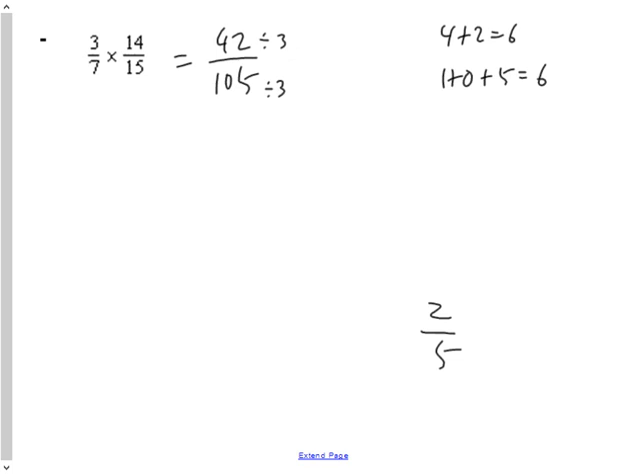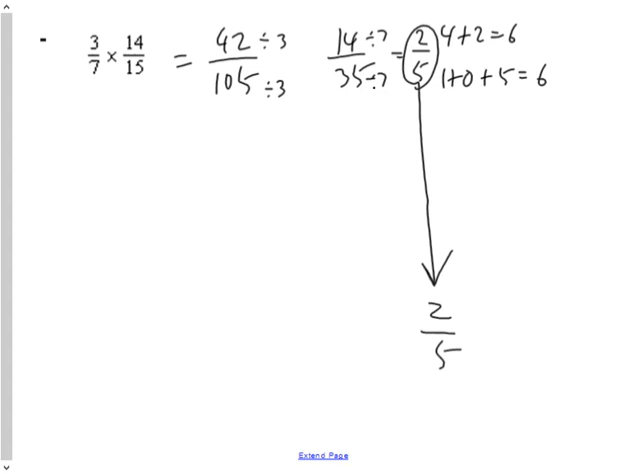42 divided by 3 is 14. 105 divided by 3 is 35. Once we get it down to 14 over 35, a lot of people didn't know that you can divide this by 7 and this by 7, giving you 2 over 5 as your answer, which is what I had before.